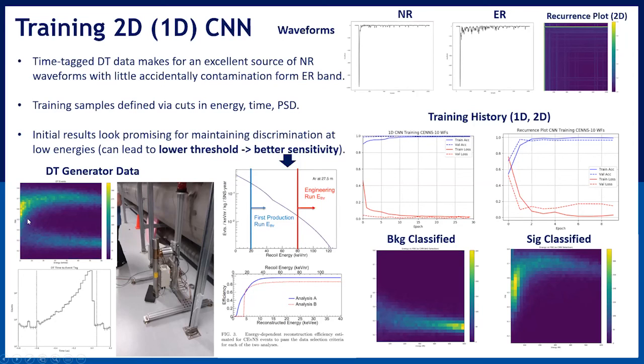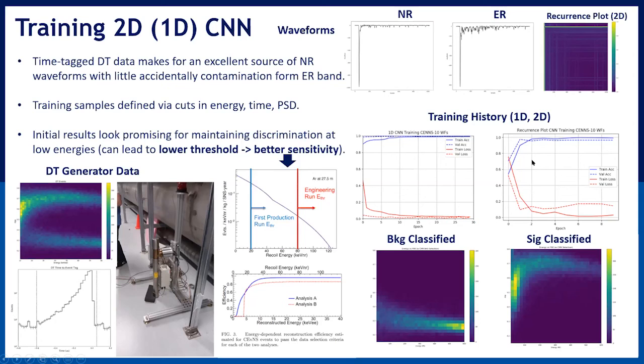To prevent this, we're developing a 2D CNN initially. We will try to separate the neutrons from the gammas without applying any PSD cut. In this case, as you can see here, the input for the training process is the nuclear recoil waveform and electron recoil waveform. We convert this waveform to a recurrence plot in 2D, and we use that as the input. And here's the training result.